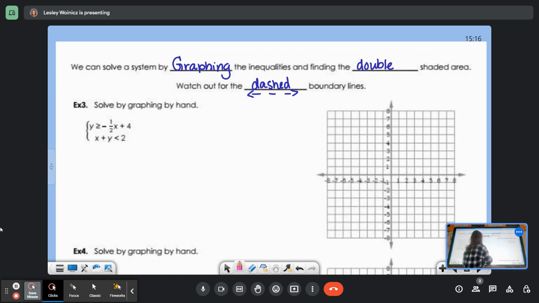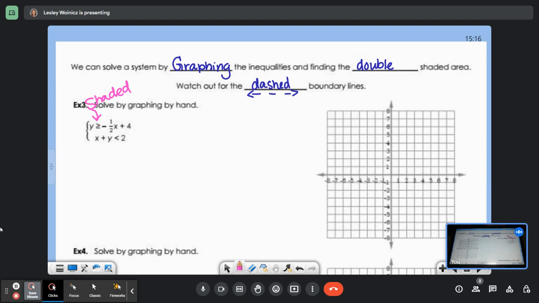All right. First inequality. Look at your symbol. Is this boundary going to be shaded or dashed? Yes, it's shaded because it can be equal to, right? Okay. If you have a solid line in your inequality symbol, then you're going to have a solid shaded line, right?